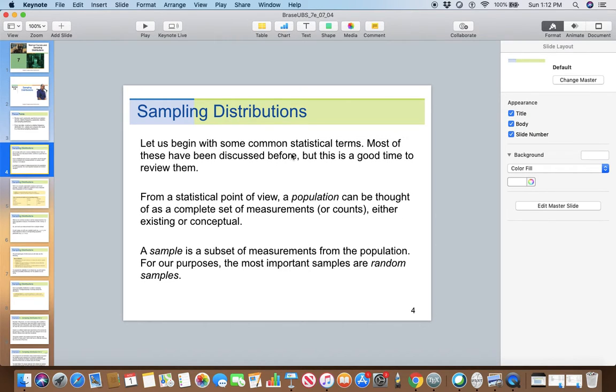Let us begin with some common statistical terms. Most of these have been discussed before, but this is a good time to review them. From a statistical point of view, a population can be thought of as a complete set of measurements or counts, either existing or conceptual. So that's a population. A sample is a subset of measurements from the population. For our purposes, the most important samples are random samples.